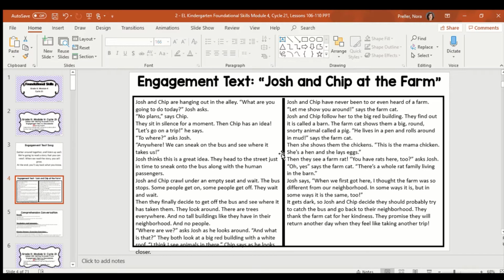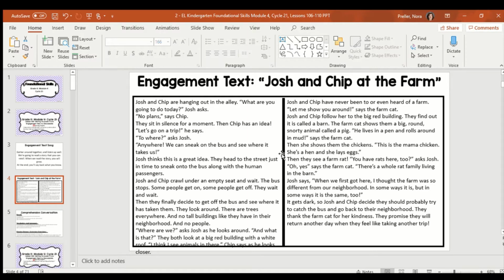They head to the street just in time to sneak onto the bus, along with their human passengers. Josh and Chip crawl under an empty seat and wait. The bus stops. Some people get on, some people get off. They wait and wait. Then they finally decide to get off the bus and see where it has taken them. They look around. There are trees everywhere, and no tall buildings like they have in their neighborhood, and no people. Where are we? Asks Josh as he looks around. And what is that? They both look at a big red building with a white roof. I think I see animals in there, Chip says as he looks closer. Josh and Chip have never been or even heard of a farm.